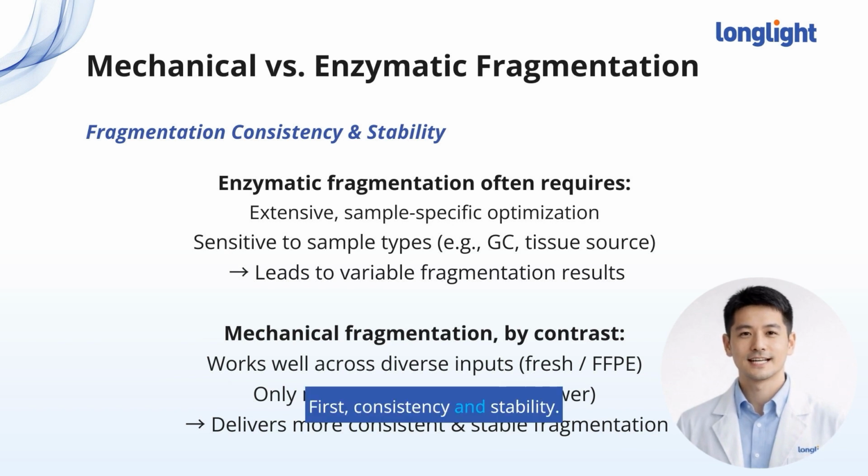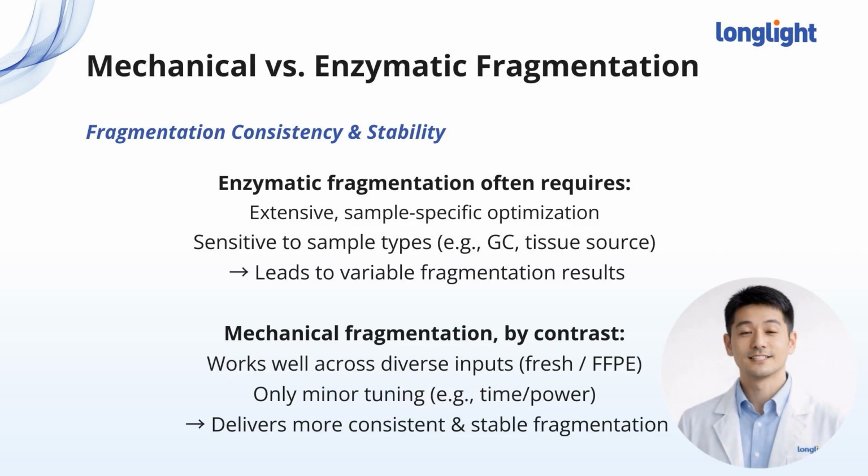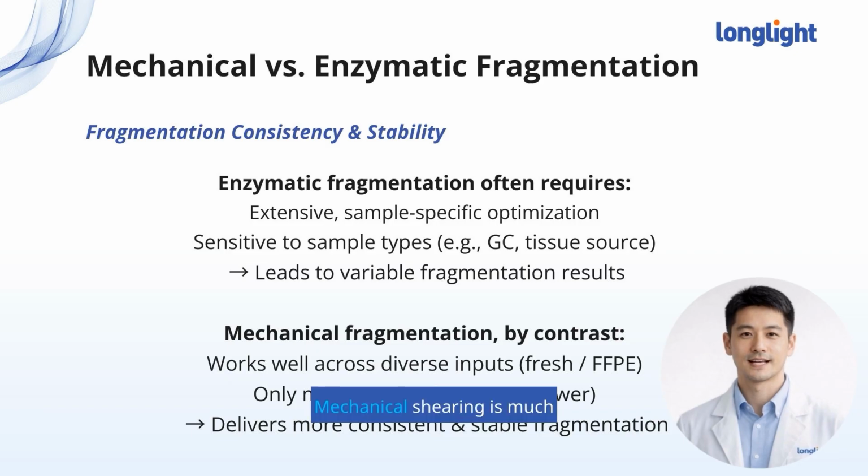First, consistency and stability. At the root, enzymatic fragmentation is picky chemistry. Change the tissue type, GC content, or DNA quality, and the reaction behaves differently. That is why protocols have to be re-optimized every time the project changes. Mechanical shearing is much more agnostic. Once the acoustic field is set, it treats high-quality DNA and FFPE DNA in a very similar way. Most of the time, labs only adjust time and power, not the whole protocol.